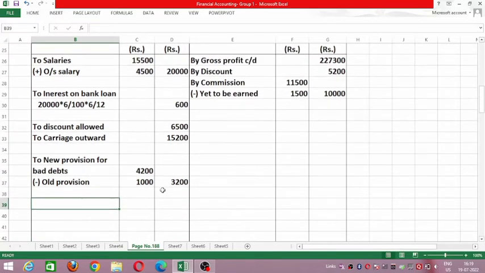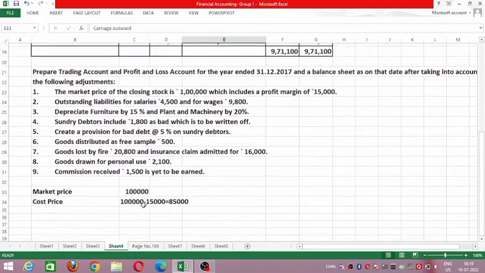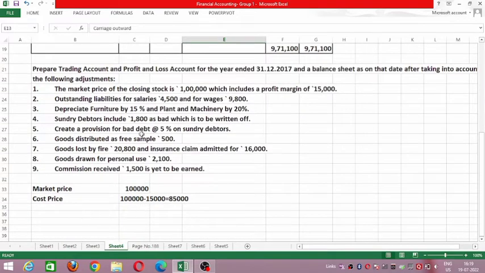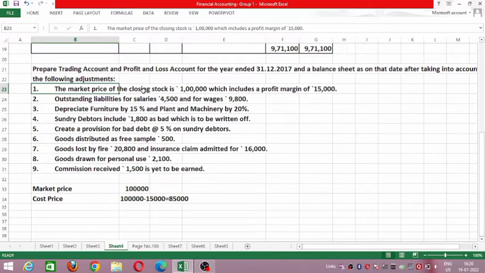So till now, whatever the information available in the particulars we have written. Now let's go to the adjustments and we'll make the necessary entries. So the first one is related to closing stock, which is already entered in the trading account. Second one, outstanding liabilities for salaries and wages. These two entries we have already done. Third one, depreciate furniture by 15% and plant and machinery by 20%. This we have not yet entered.